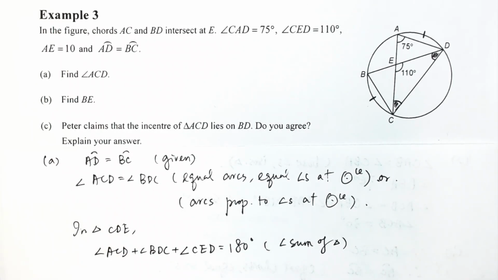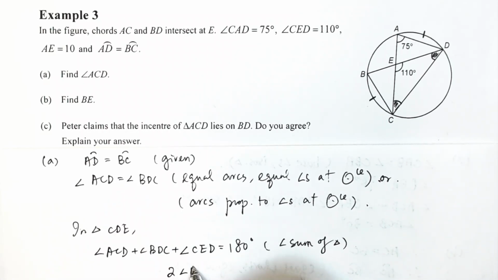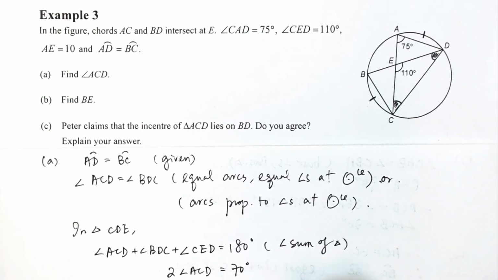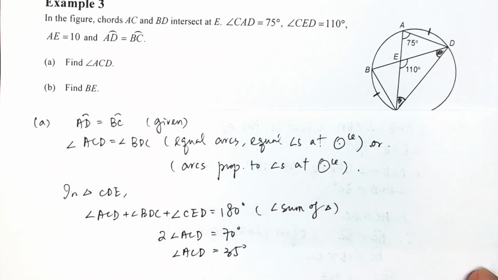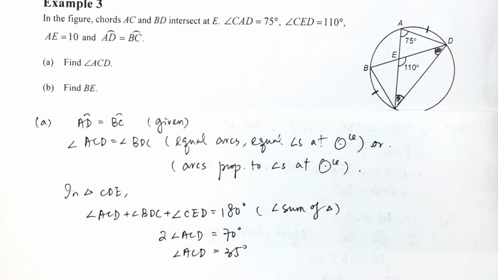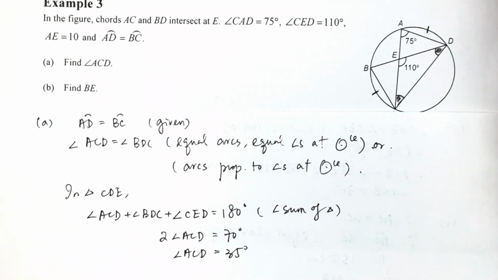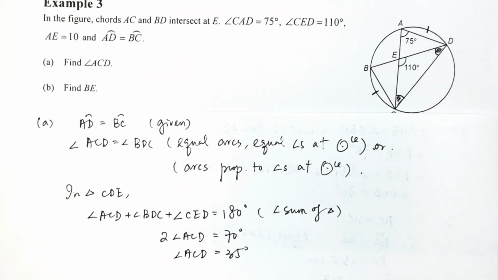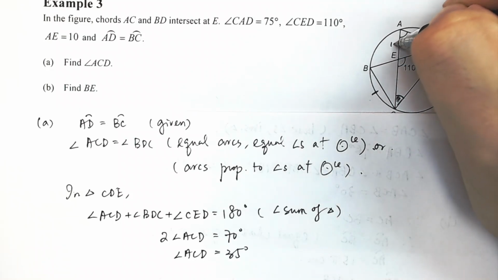And since we are asking to find ACD, so we have 2 of angle ACD equals 70 degrees, and hence angle ACD is 35 degrees. Okay, so this is part A. Now part B, you are asked to find the length of BE. You are given AE to be 10.